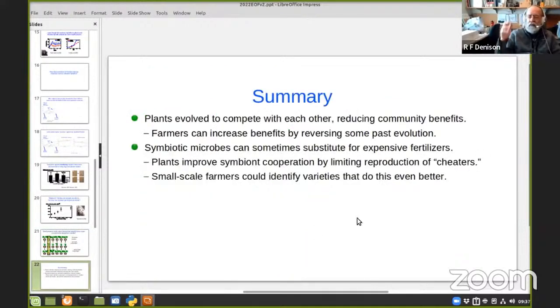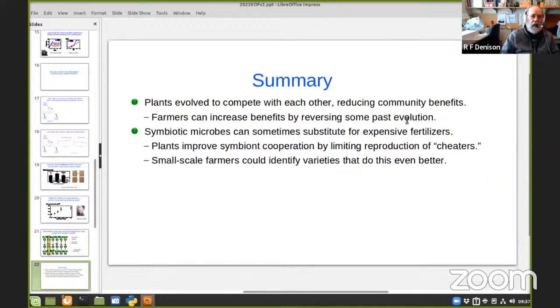So there's a lot of other things I could talk about, but I think the questions would be more useful, so I'll just put my summary back up again. Plants compete with each other, reducing community benefits, but we can select for more cooperative crop plants in ways that will benefit us all. And a lot of that could be a very low-tech sort of thing.